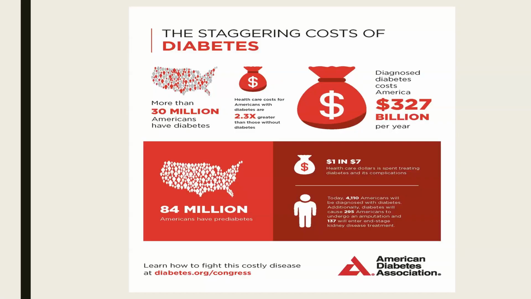The staggering costs of diabetes. This is from diabetes.org, or the American Diabetes Association. Diagnosed diabetes costs Americans $327 billion per year. The healthcare cost for Americans with diabetes is 2.3 times greater than those without. 1 in $7 healthcare dollars is spent treating diabetics and its complications. And over 84 million Americans have prediabetes.